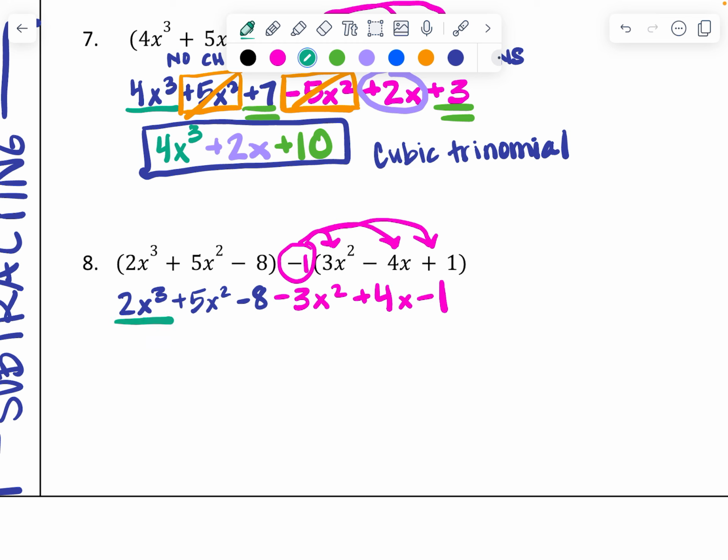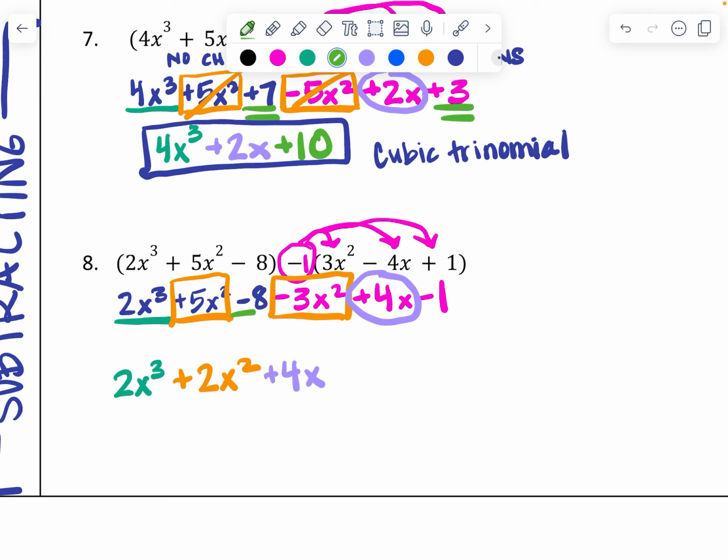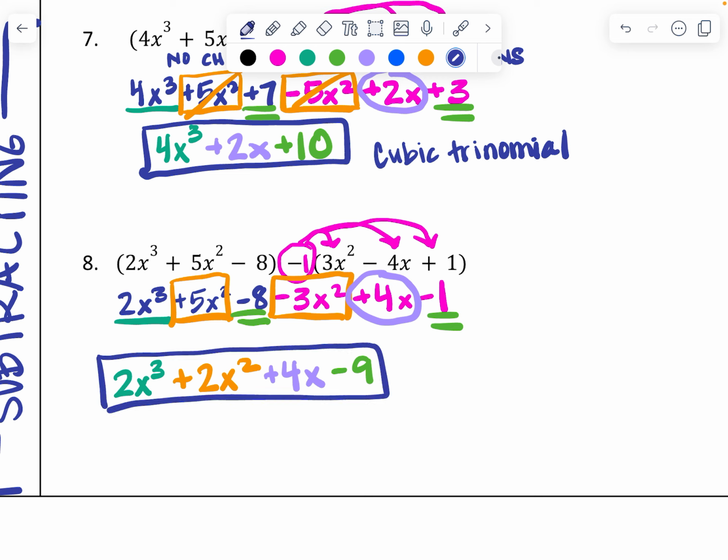First term will be 2x cubed. Second term, we have 5x squared and negative 3x squared. 5 and negative 3 is positive 2. Then we have 4x and negative 8 and negative 1, which is negative 9. So this one has 4 terms. Anything higher than 3, we just call it a polynomial. The highest exponent is 3, so this is a cubic polynomial.